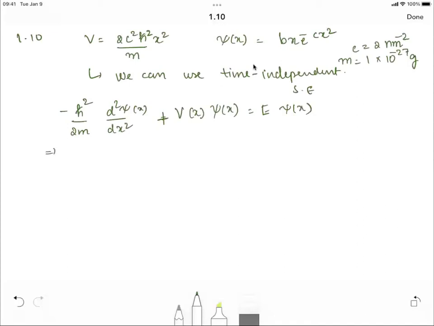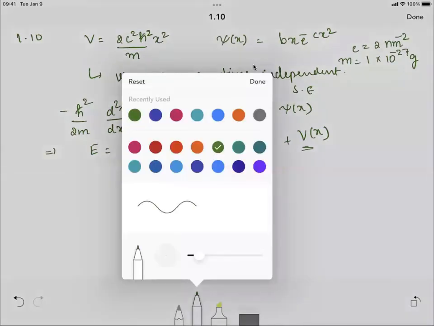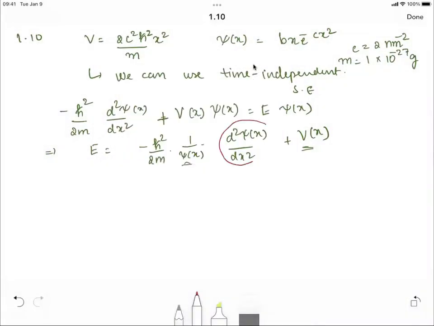Or in other words, the energy of the system can be given when you divide the entire equation by psi of x. So this is how we compute the energy. So we have the potential V, we have the psi of x. What we need to do for now is to first compute the second derivative of psi of x. So let's get started with that.